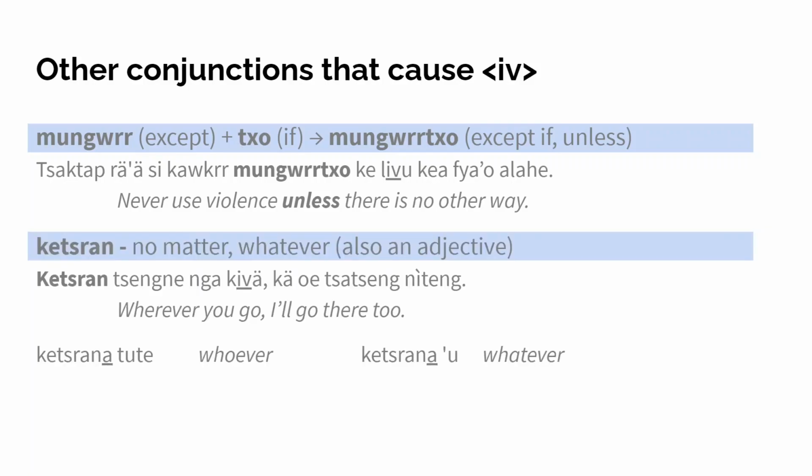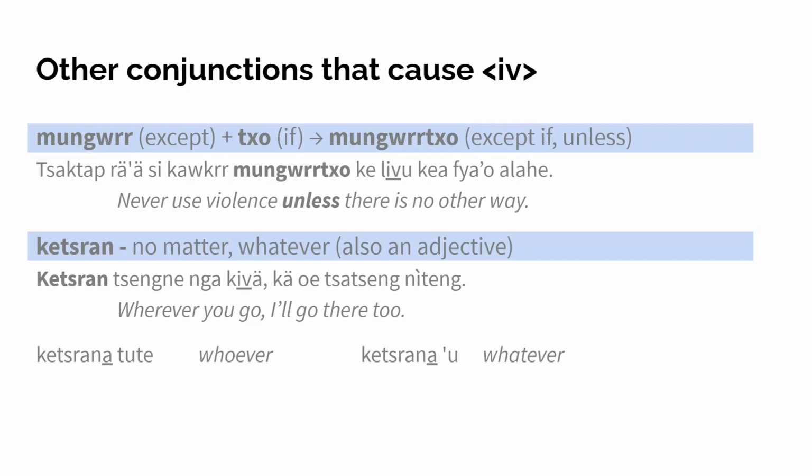And we have ketsran, no matter whatever, which also can be used as an adjective. We will look at both. Ketsran tsenga, wherever you go, so it does not matter to which place you go. Ke o tsenga deng, I'll go there too. And here we see that it's not tsenga ke, but tsenga give, even fixed because of the ketsran.